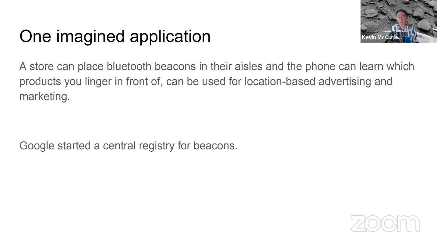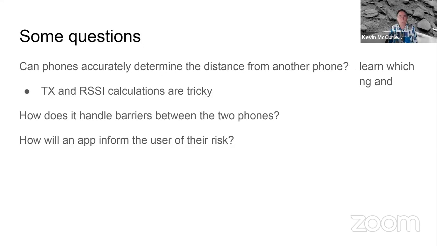The amount of information that's released by a beacon is very small because it fits into a packet, and the beacons are constrained on power, so they can't do very much. So there's some questions about this that I think are worth asking. Can phones accurately determine the distance from another phone? This is something that Ross alluded to. The way it typically works is that the beacon would emit its transmit power level, and the receiver would calculate what they think their distance is from this based on their observation of the broadcast.